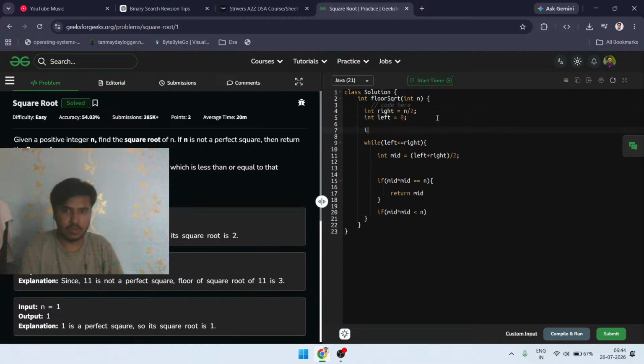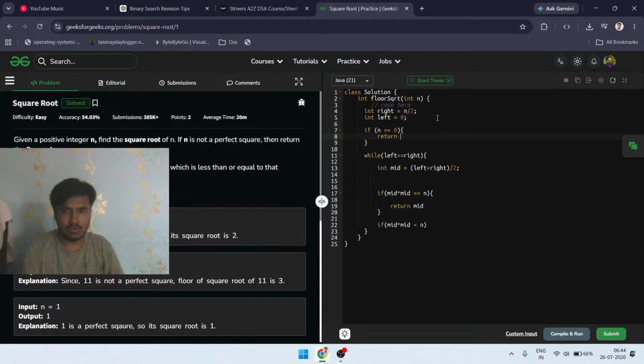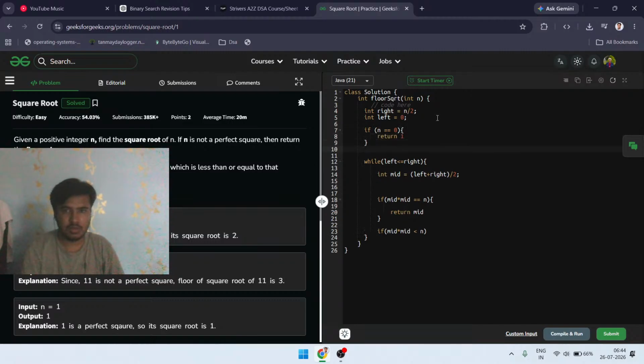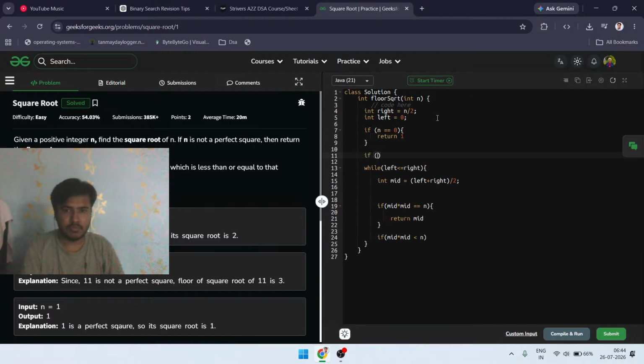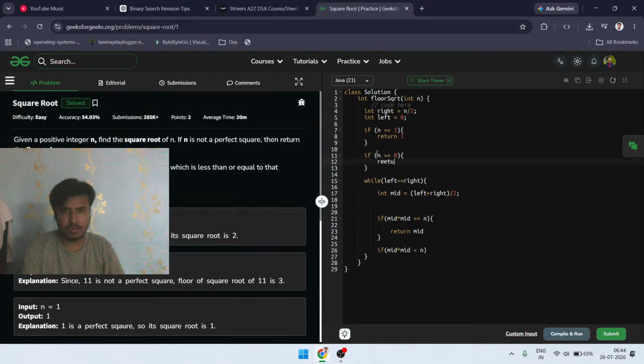Before that, if n is double equals to 0, sorry, my bad, if n equals 0, return 0.